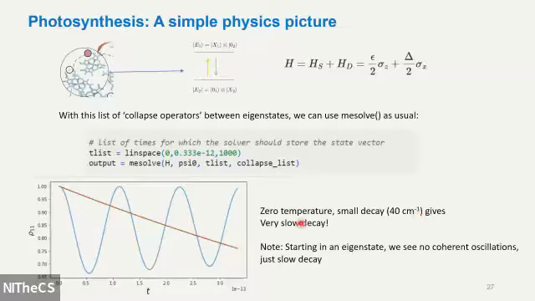So here we don't make any effort. I just wanted to show that if we put 0 temperature and a small decay, we just get this expected envelope of some slow decay of these oscillations. It's not very interesting. And the other point was if we started in an eigenstate, we don't see any coherent oscillations, just again some sort of slow decay. So this hasn't really told us anything useful. We need to do a bit more work to properly model this whole FMO complex.